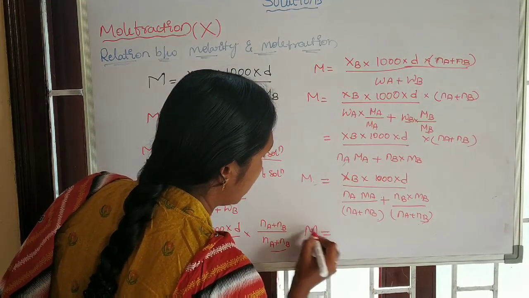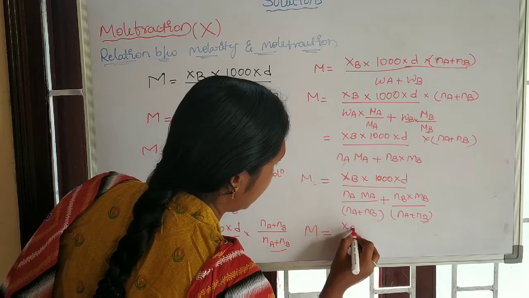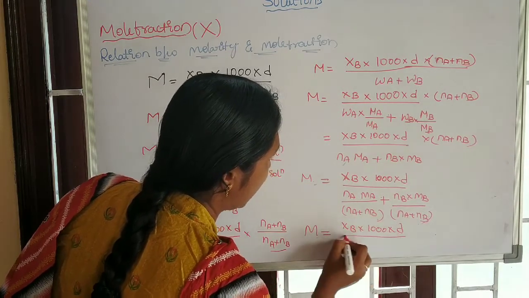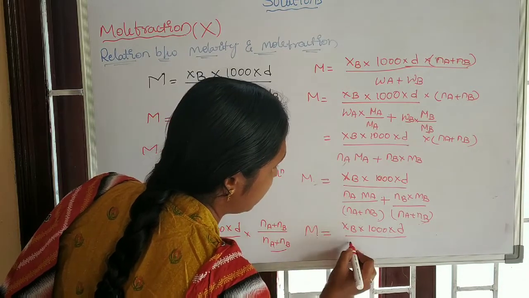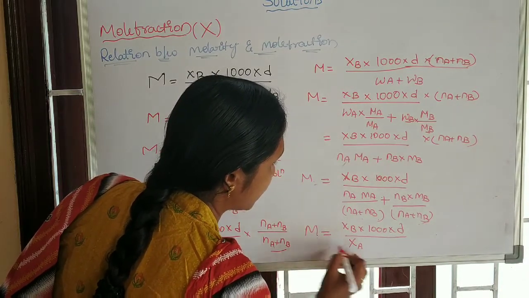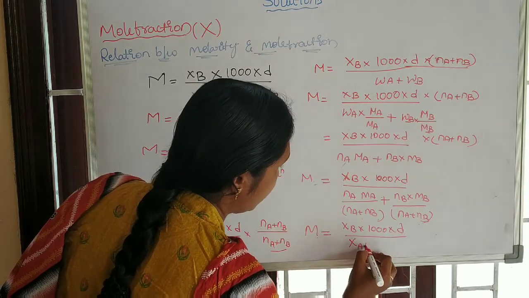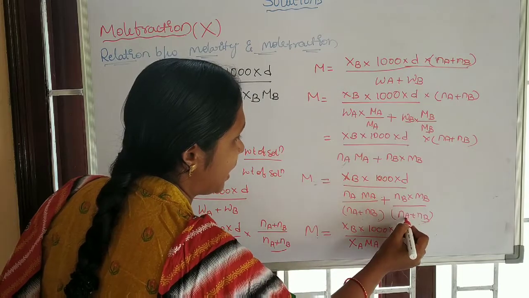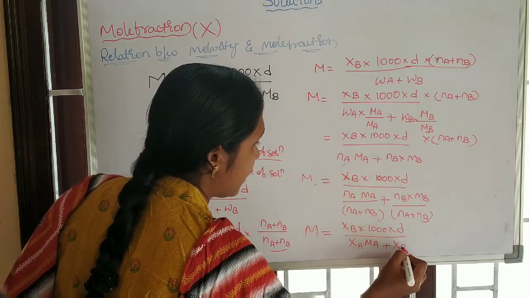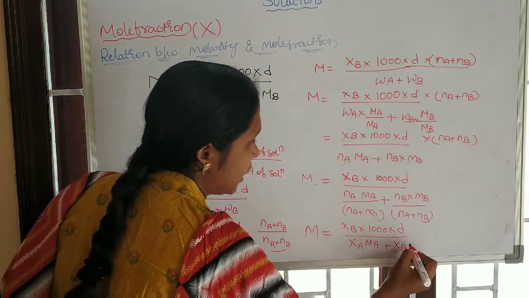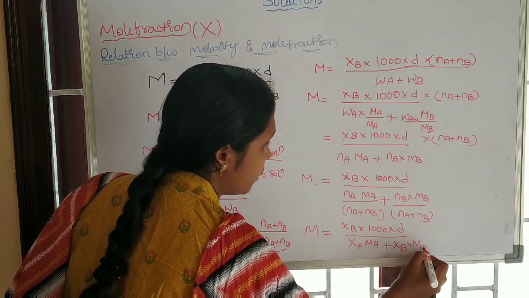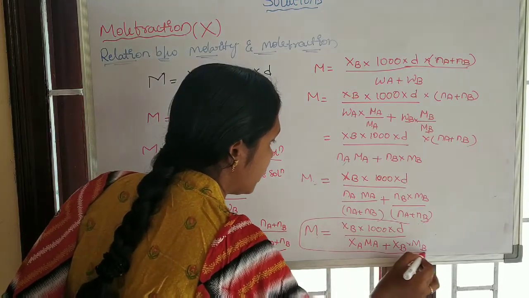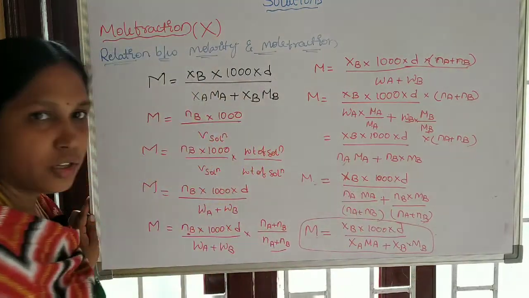Molarity is equal to Xb into 1000 into density by Xa, mole fraction of solvent, into Ma, molecular weight of solvent, plus Xb, mole fraction of solute, into Mb, molecular weight of solute. Okay. Finally we get the equation.